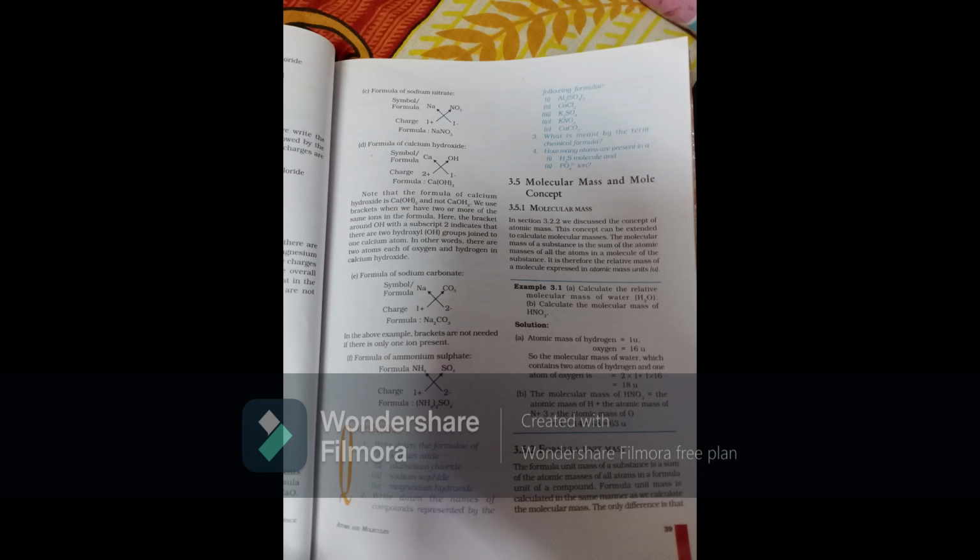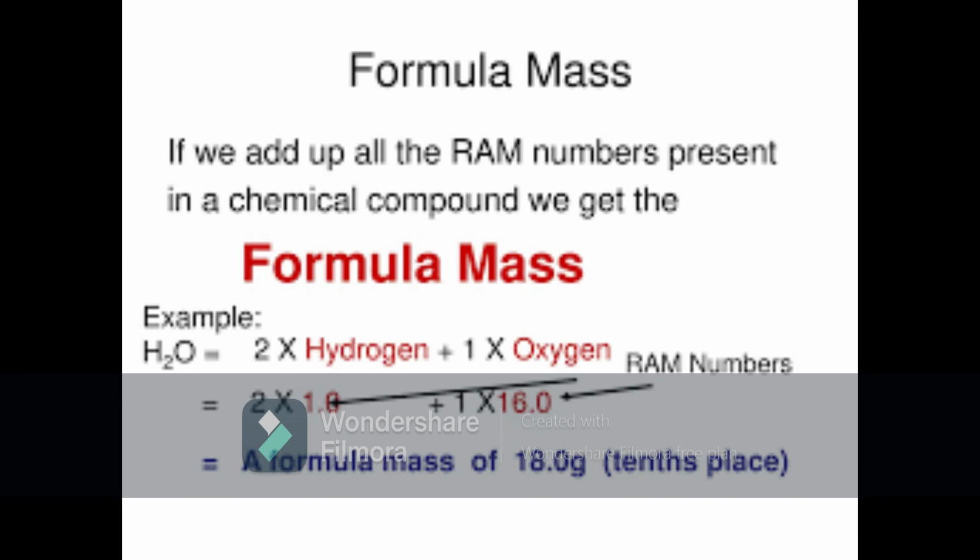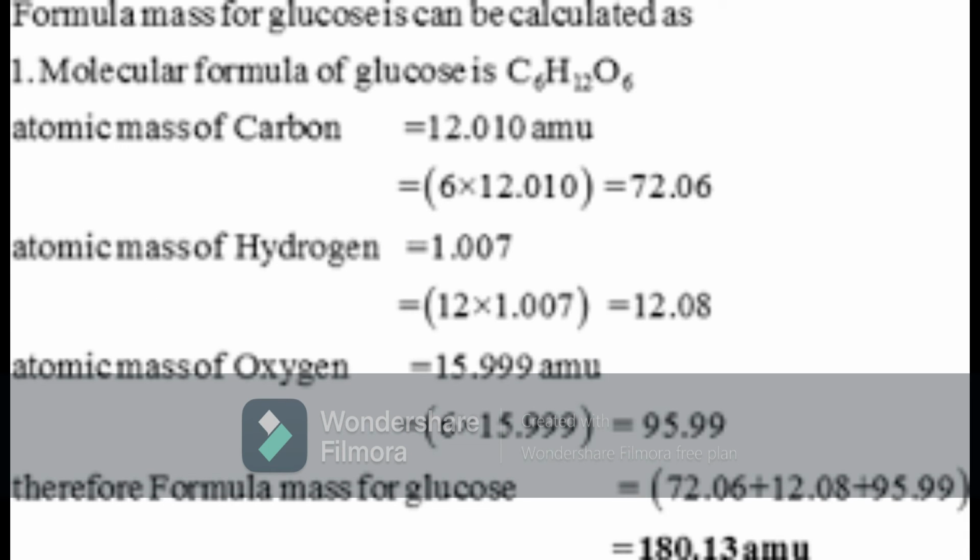Molecular mass and mole concept. What is meant by molecular mass? We just saw the atomic mass. When you calculate with their formula, you get formula mass. When you calculate it for a molecule, you will get molecular mass. Let's see example 3.1. They told us to calculate the relative molecular mass of water, H2O. What is the atomic mass of hydrogen? 1. For oxygen, 16. So our molecular formula for water is H2O.